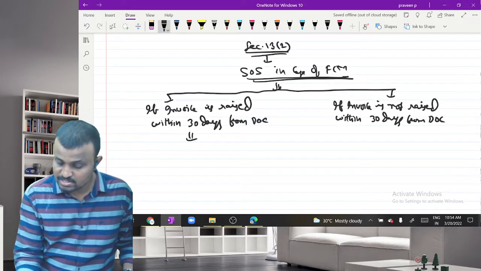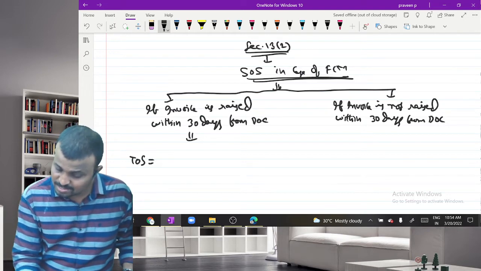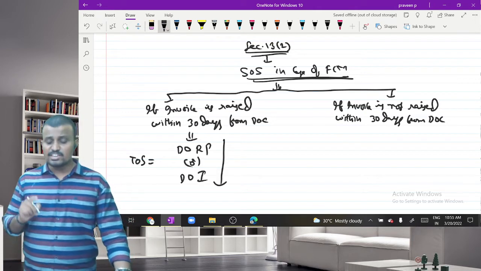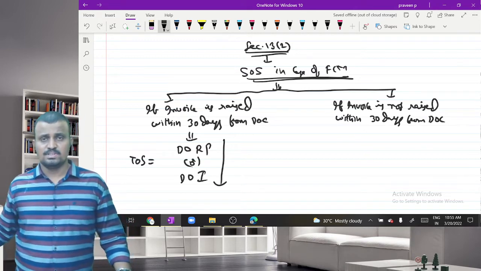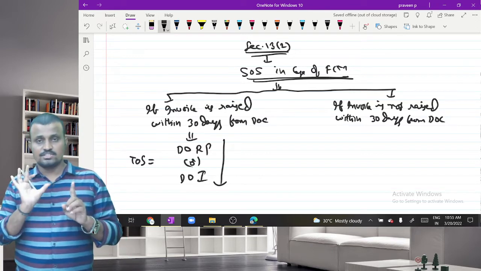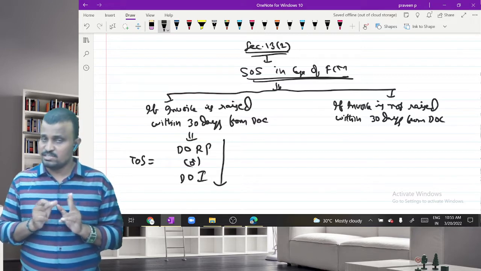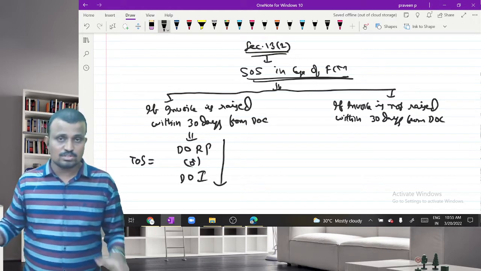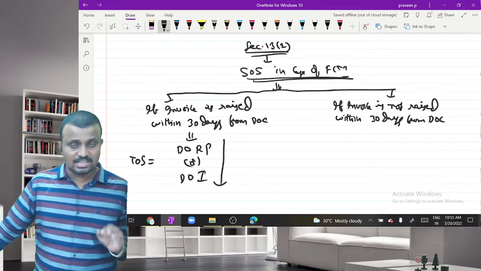In this case, if the invoice is raised within 30 days, then what is the time of supply? The time of supply is the date of receipt of payment or date of invoice, whichever is earlier. Here the date of receipt of payment is said to be, in case of cash, the date on which cash is received. In case of check, the date of receipt of payment is the date on which the entry for receipt of payment is recorded in the books of the supplier, or the date on which the amount is credited in the bank account of the supplier, whichever is earlier.